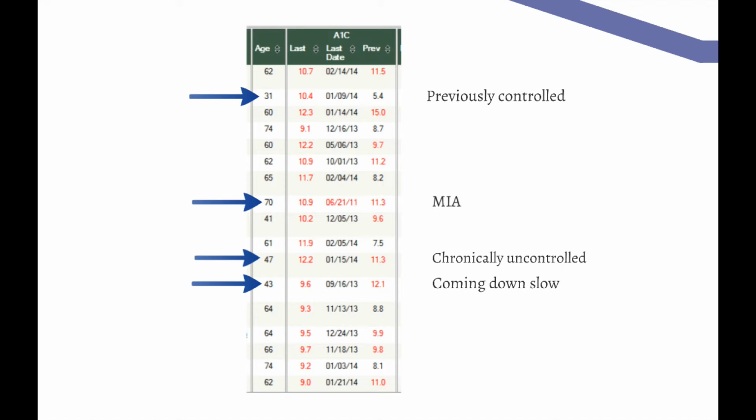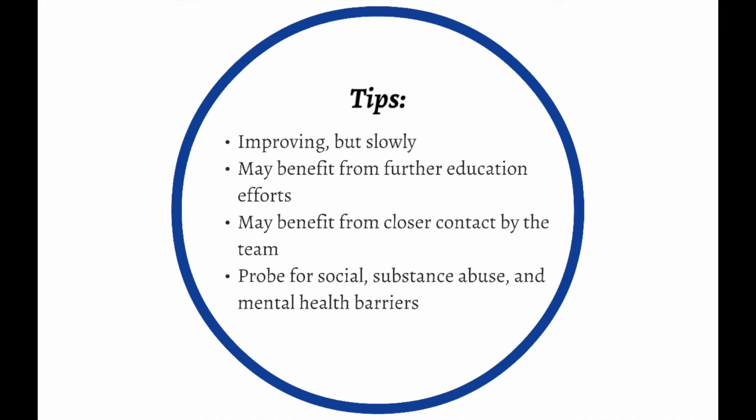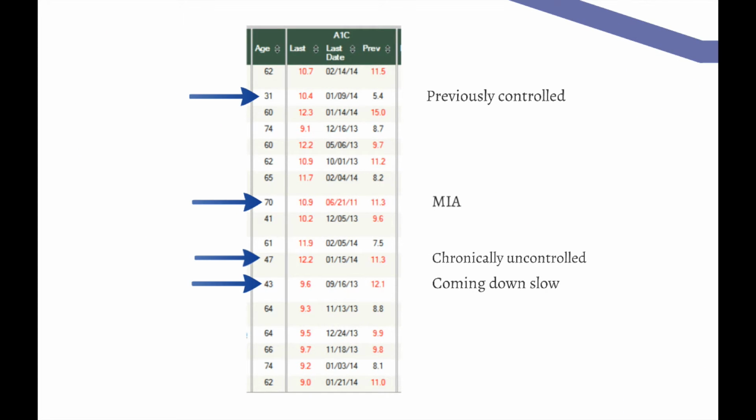Finally, we have patients who were previously poorly controlled, are improving, but not as quickly as we'd like. These patients may benefit from further educational efforts, either from your care management team or from nutrition. They will often benefit from closer proactive contact from your team. As always, don't forget to probe for social, substance abuse, and mental health barriers. Using some of these patterns, you can begin to approach your poorly controlled diabetic patients.